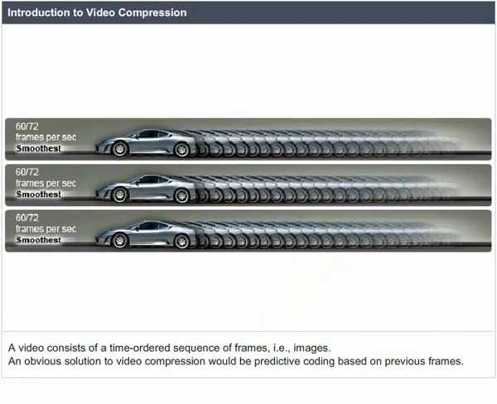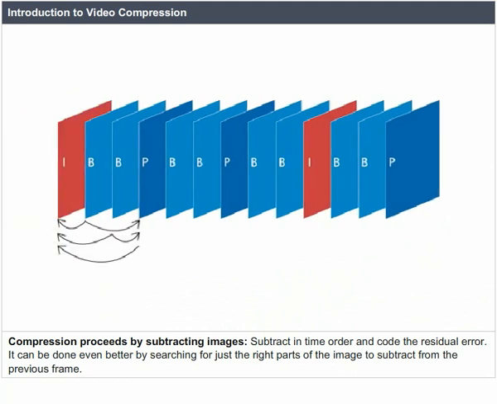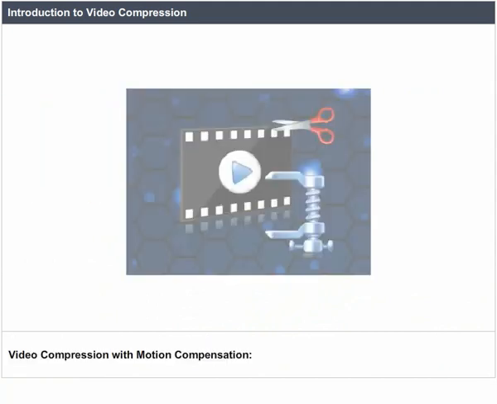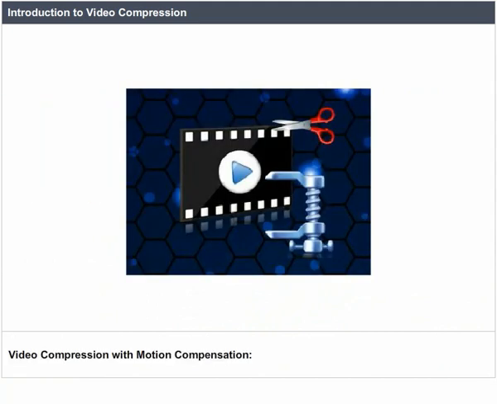Introduction to video compression. A video consists of a time-ordered sequence of frames, that is, images. An obvious solution to video compression would be predictive coding based on previous frames. Compression proceeds by subtracting images: subtract in time order, and code the residual error. It can be done even better by searching for just the right parts of the image to subtract from the previous frame.